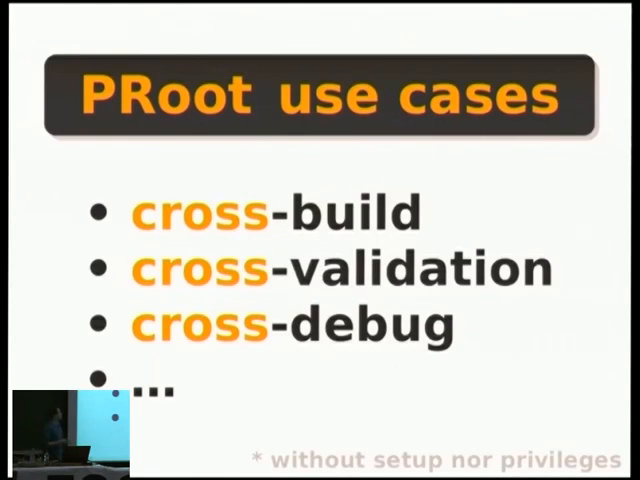PRoot is typically useful to build, validate, and debug applications in an alternate context. For instance, you want to create a package for Fedora, but your host computer is Debian, let's say. You just have to download a Fedora root file system, PRoot into this root file system, and then just create the package as if you were in a Fedora distro.